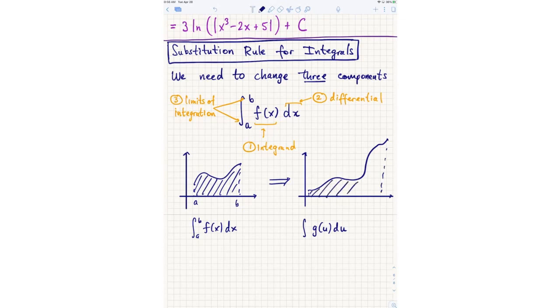So when you change the area, when you do substitution rule, what you're really doing is you're somehow transforming one area into another area. And there's no reason to expect that the left and right vertical lines here are the same, right? X equals a and x equals b. There's no reason to expect that. So in general, you would get two different numbers here. Okay. Now let's look at an example of how this works.